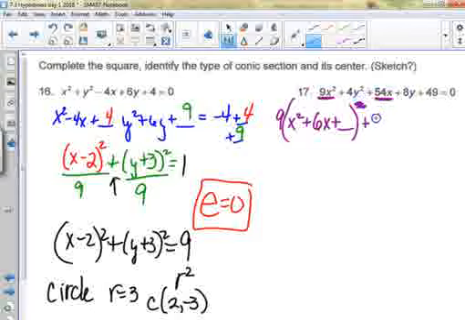What am I taking out of the y's? 4 parenthesis y squared plus 2y plus blank equals negative 49, yep, plus a couple blanks.